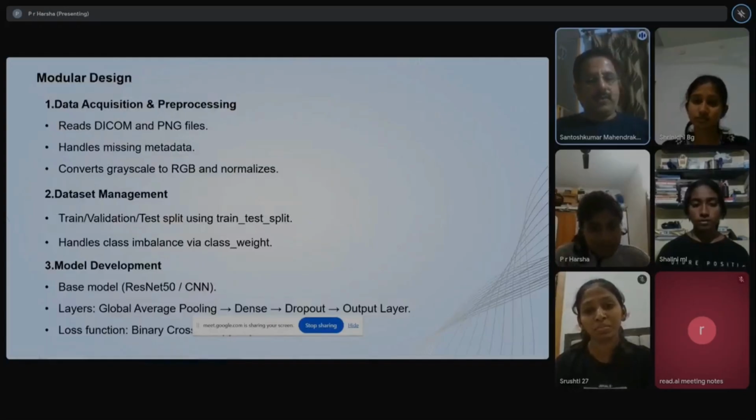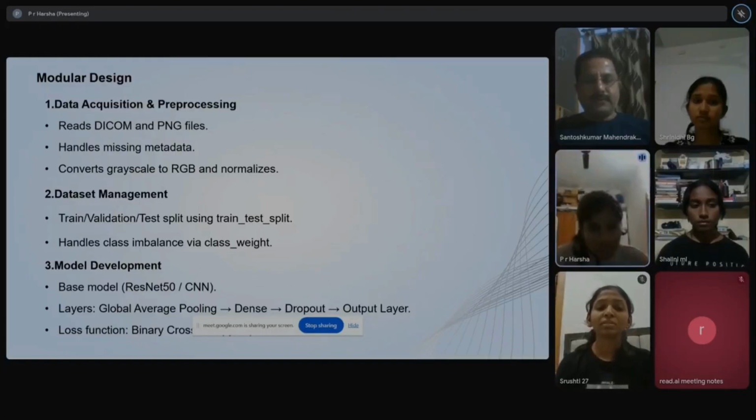you're talking about global average pooling, dense, dropout, and output layer in the last model development. How do you achieve this? Global average pooling and then dense, then dropout, then output layer. What is actually this thing? So global average pooling is okay. Srishti will answer.